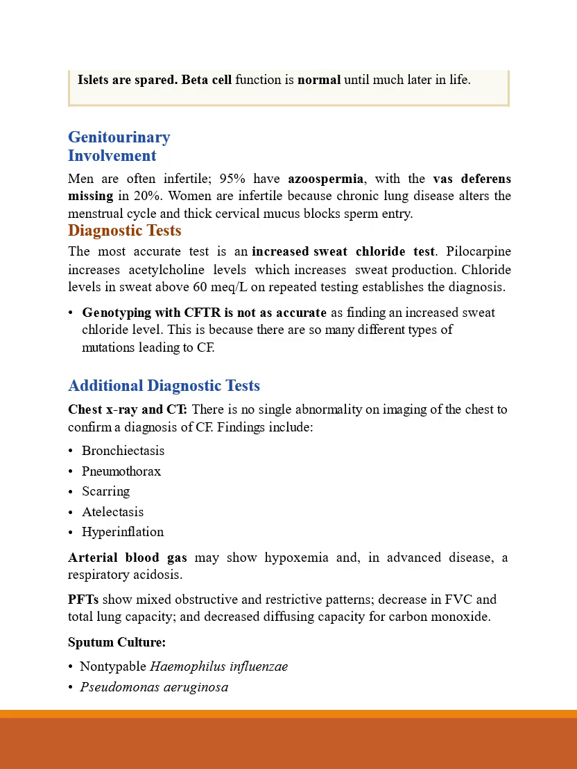The men are usually infertile. 95% have azoospermia, in which the vas deferens is missing in 20%. Wow. Women are infertile because chronic lung disease alters the menstrual cycle, and thick cervical mucus blocks the sperm entry.